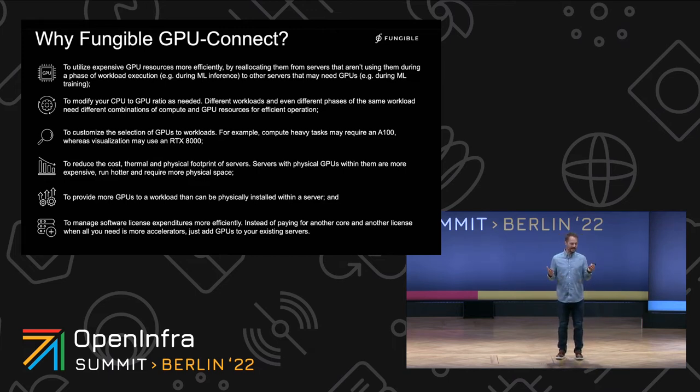Another reason is that if you look at a machine learning workflow, for example, you may need a very different CPU to GPU ratio during training than you would during inference. And so the ability to attach the right kind of GPU to the right host system during training, detach those, and then attach maybe a different GPU for inference can add a lot of value.